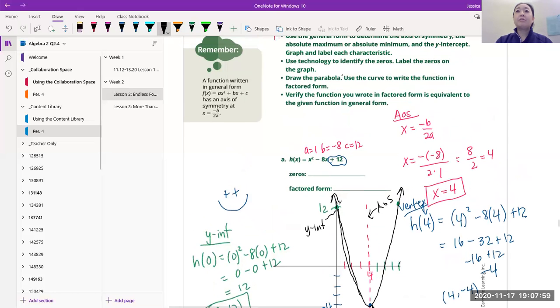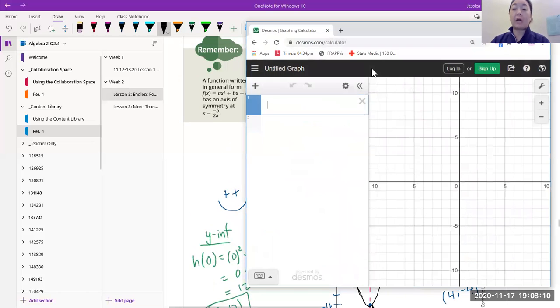All right, and it says use technology to identify the zeros. Okay, so what does that mean, use technology? Like graph it. This is the only unit where we're going to just graph it on a graphing calculator. In the next unit I'm going to show you how to actually find the roots and so on, so we don't have to use a graphing calculator. But for now, just for now, we're going to copy this in there.